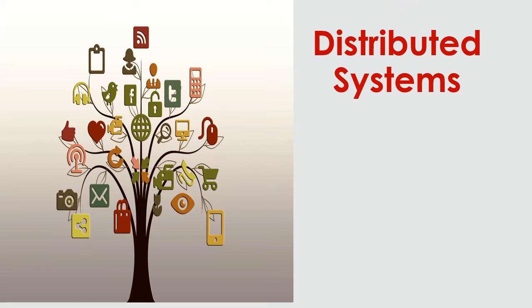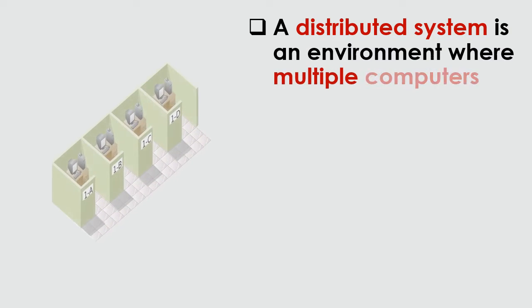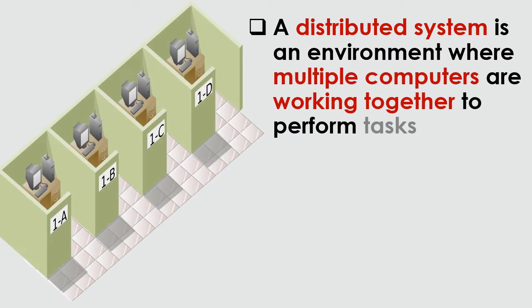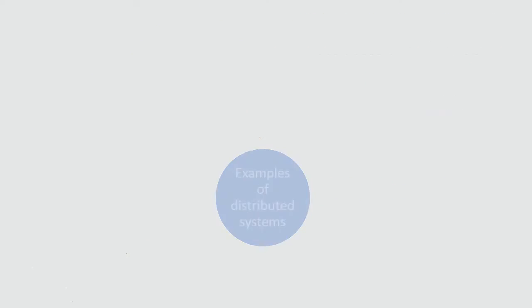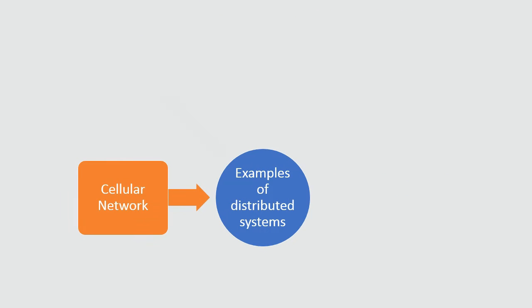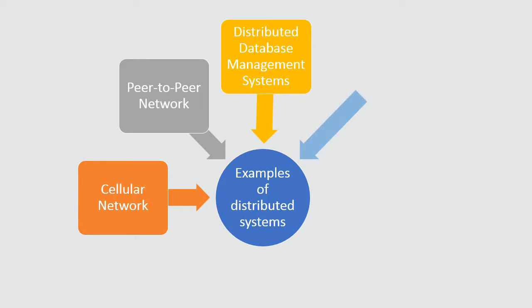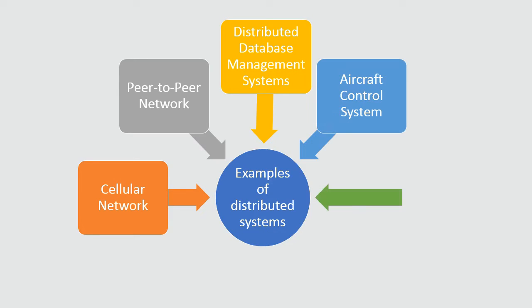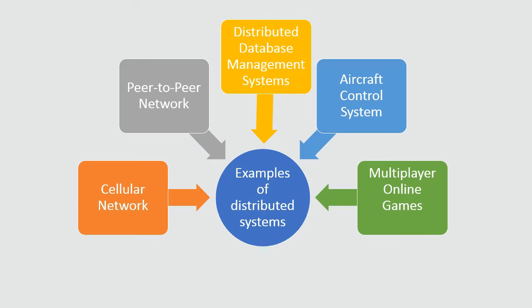Distributed systems. A distributed system is an environment where multiple computers are working together to perform tasks. Examples of distributed systems are cellular networks, peer-to-peer networks, distributed database management systems, aircraft control systems, and multiplayer online games.